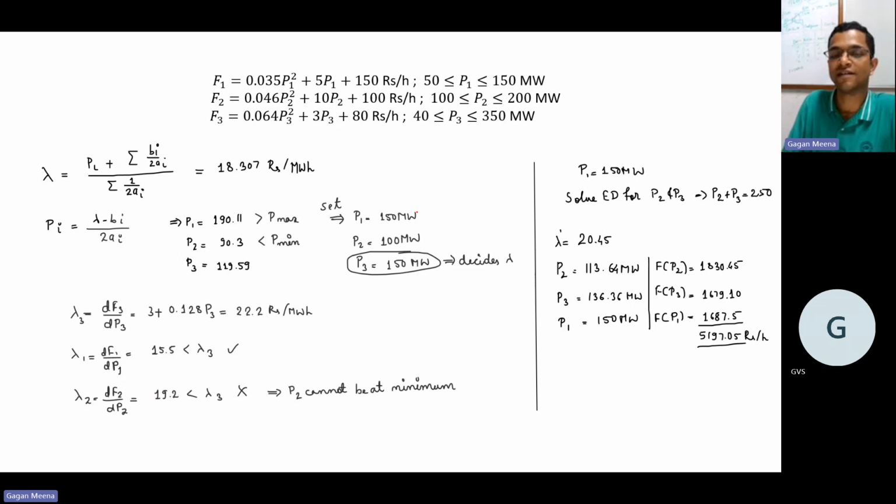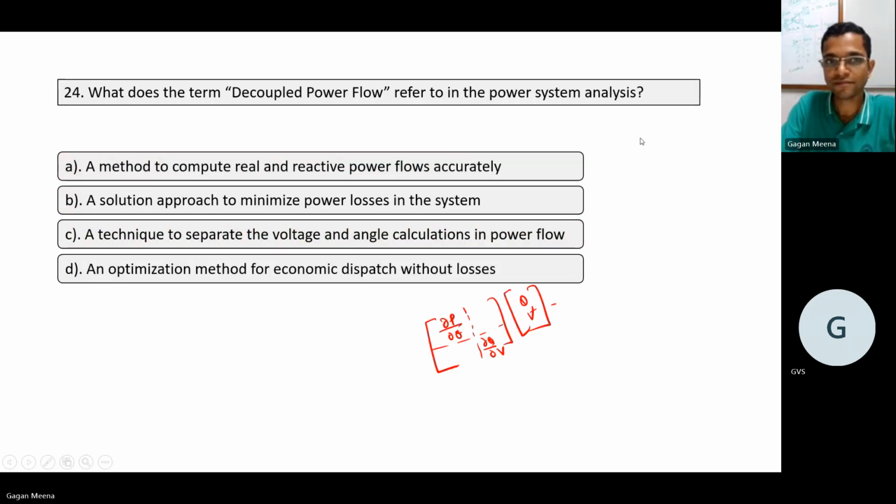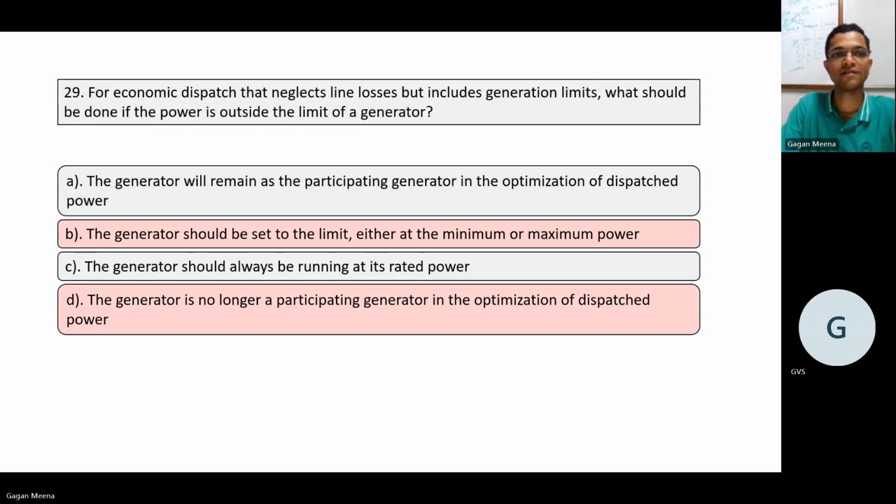Now here you see that P1, we set at its maximum limit, and it becomes out of the optimization problem. It is no longer participating in the optimization. Now these two generators will be optimized. The economic dispatch problem now becomes a problem for two generators with a reduced demand, a demand of only 250 because 150 is already supplied by P1. The same thing is argued here, and options B and D are correct here.